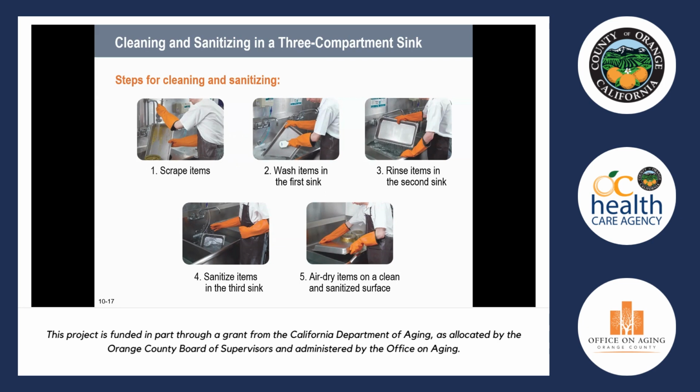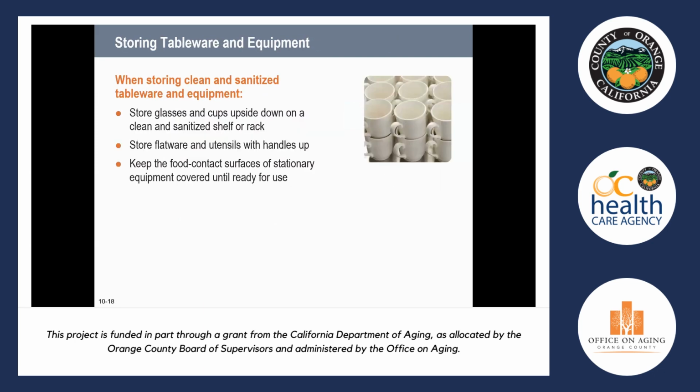Step 5, air dry items on a clean and sanitized surface. Place items upside down so they will drain. Never use a towel to dry items as it could contaminate them. Store glasses and cups upside down on a clean and sanitized shelf or rack. Store flatware and utensils with handles up. Staff can then pick them up without touching food contact surfaces, which will help prevent the transfer of pathogens, such as norovirus.